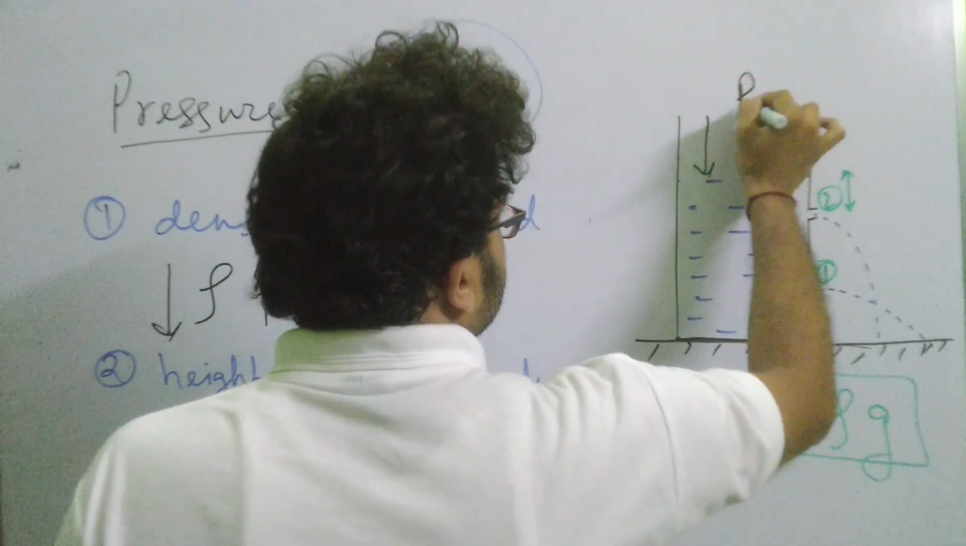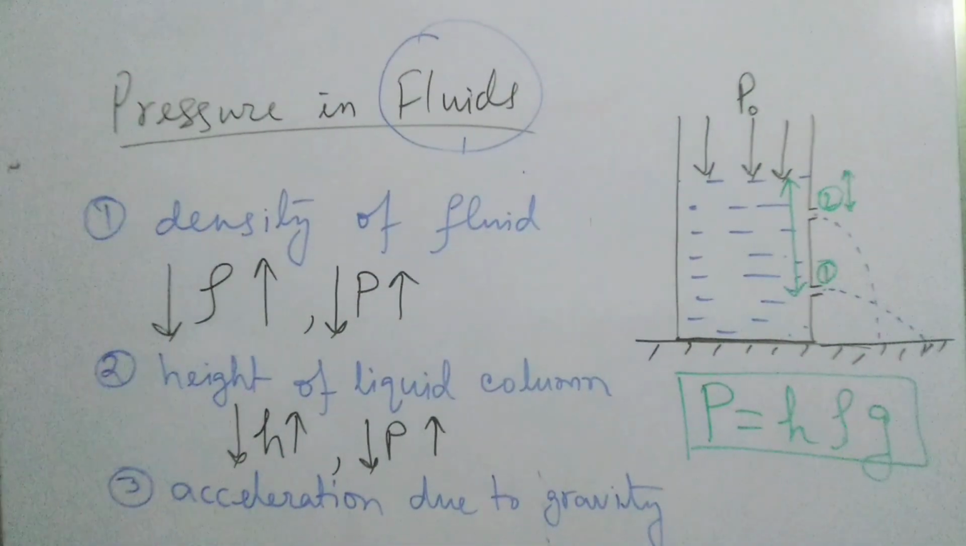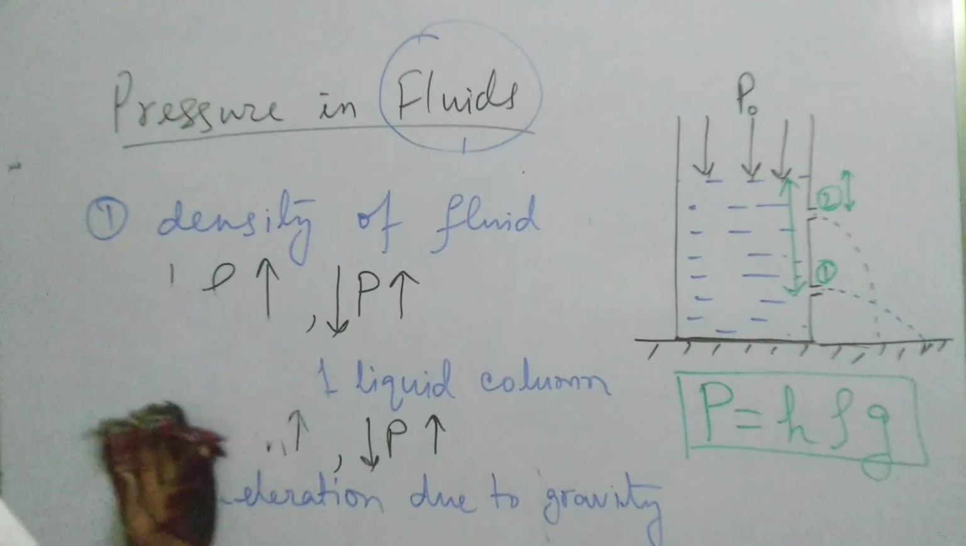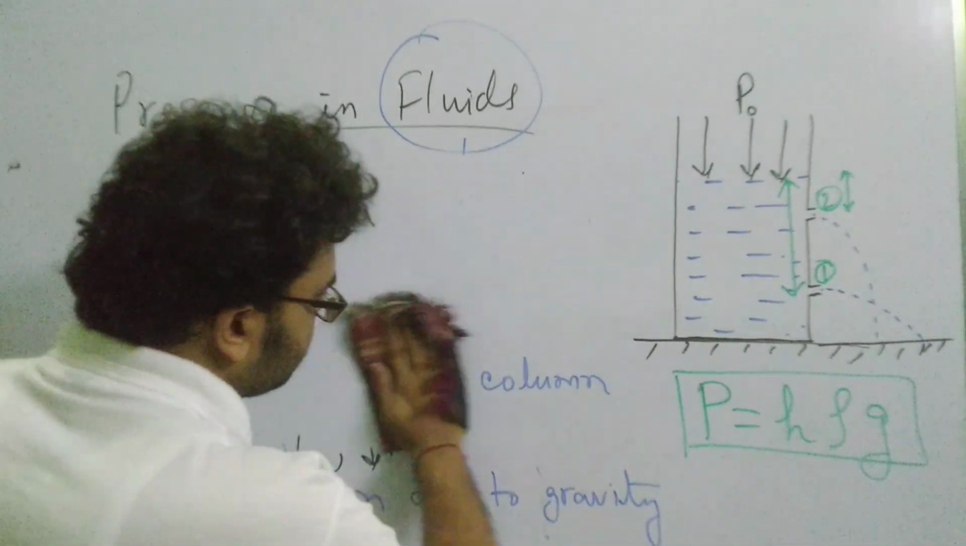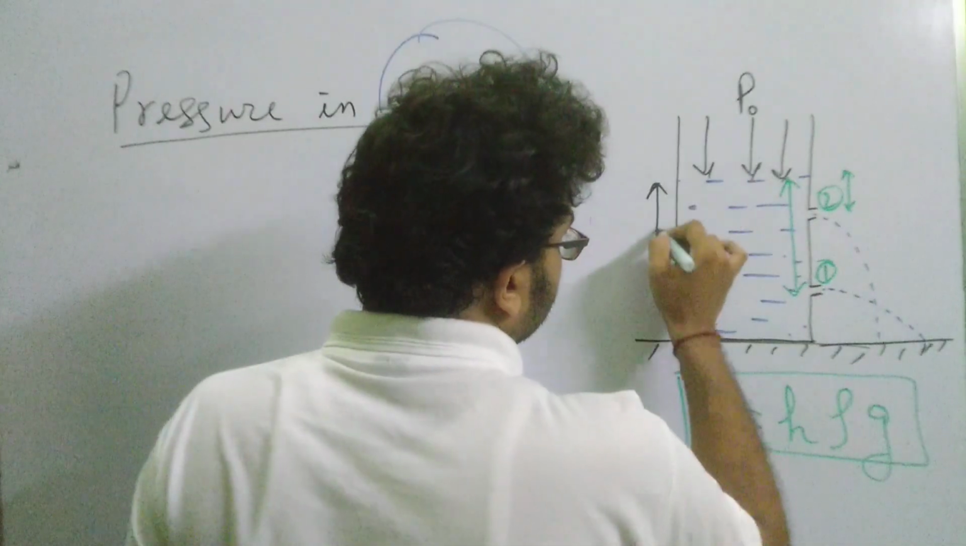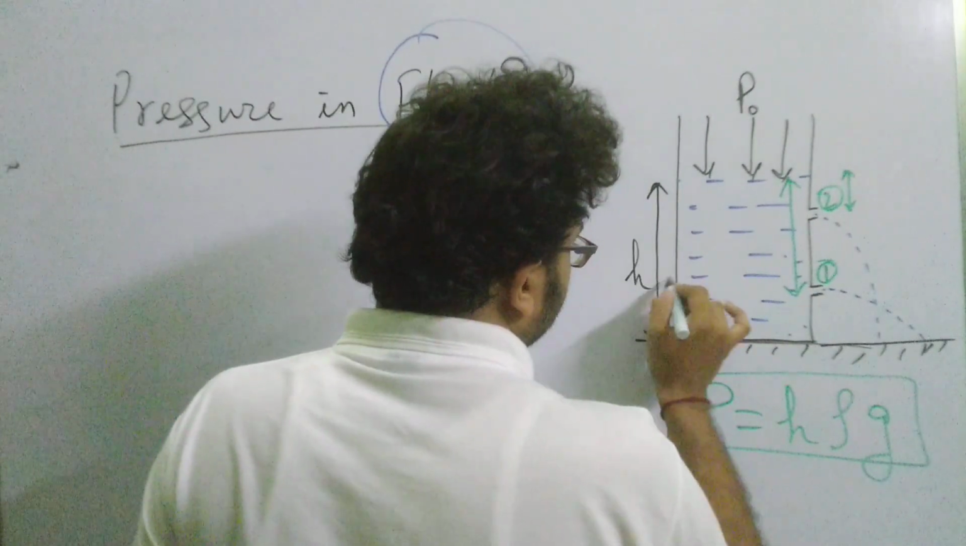So if I consider the atmospheric pressure to be P naught, and we try to determine the total pressure exerted at the bottom of the container, if I consider this height H as the height of the liquid column from the bottom of the container.